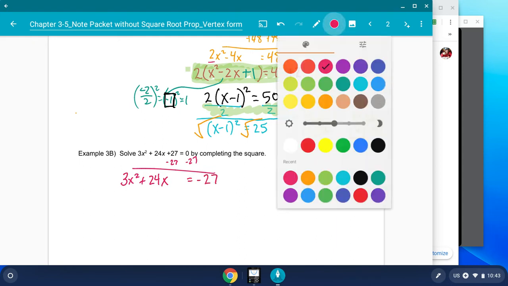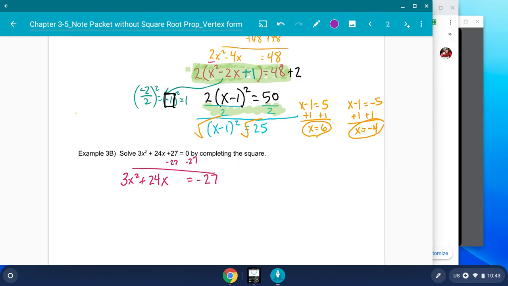Now here's where we have that extra little step, unfortunately. So we'll pull the 3 out front, and what we're going to be left with is x squared. 3 divided by 3 is 1, x squared. 24 divided by 3 is 8x. Leave a gap, equals negative 27.